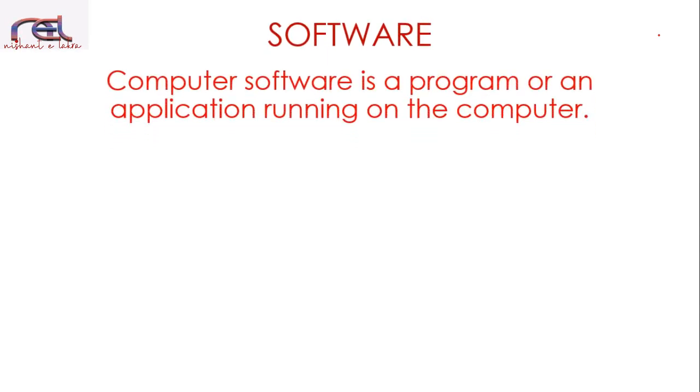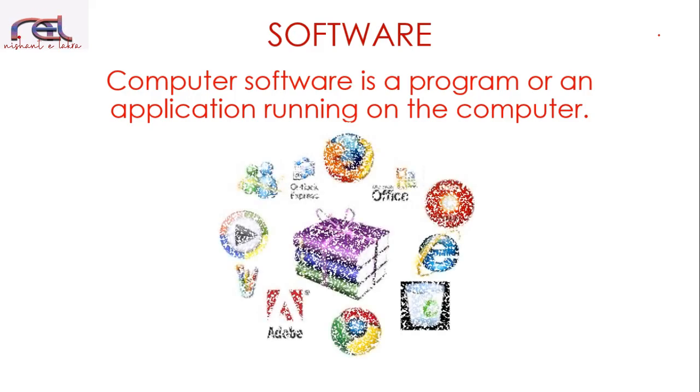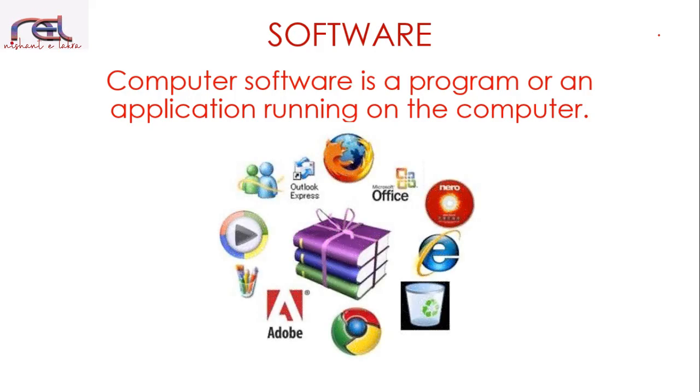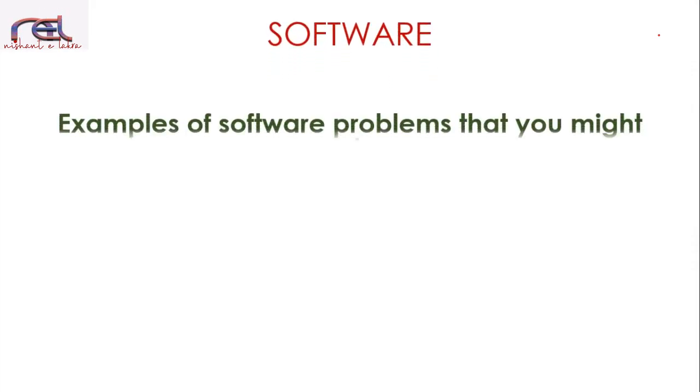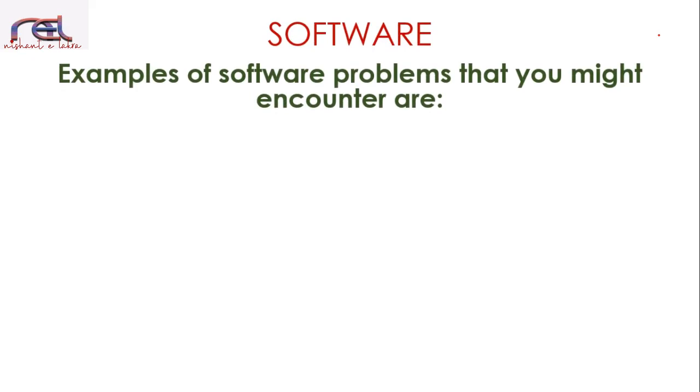Now let's talk about software. And you know the definition of software, right? You have learned this in class 6 probably. Computer software is a program or an application running on the computer. These are some of the examples on your screen. Let's see some examples of software problems that we might encounter.